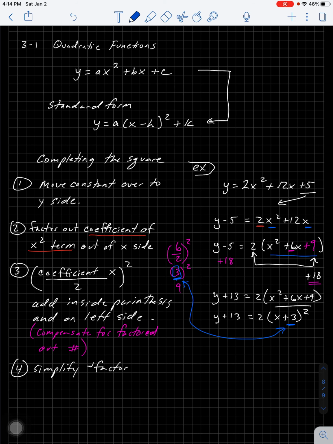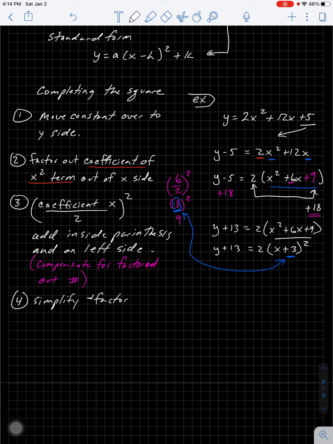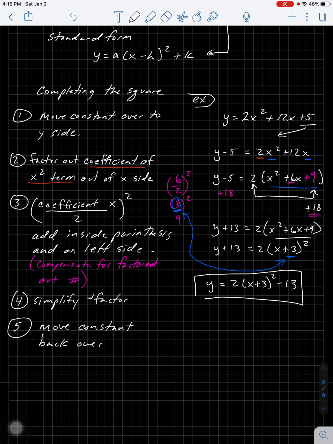Okay? And then the last step, step 5, is to add the constant, or let's just say move the constant, because sometimes you subtract it. So move the constant back over. All right, so that means I'm going to subtract over the 13. And this, if you look up here, is your standard form. Okay? So that's how you get something in standard form.